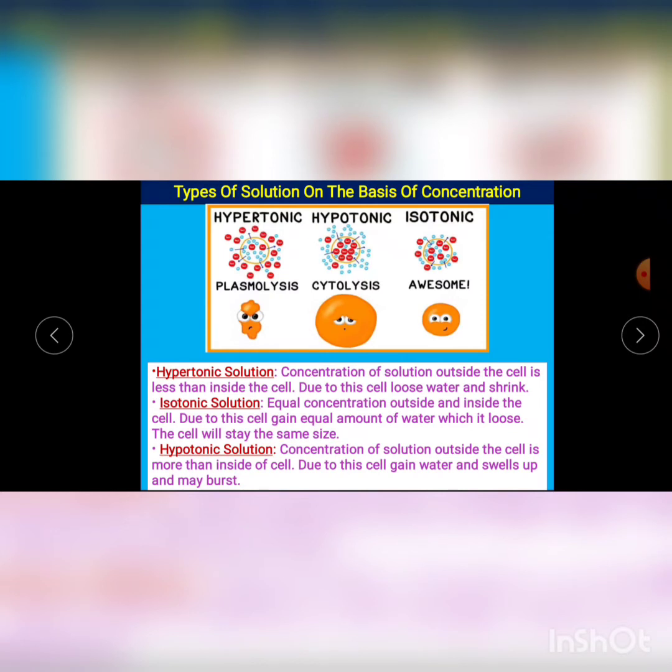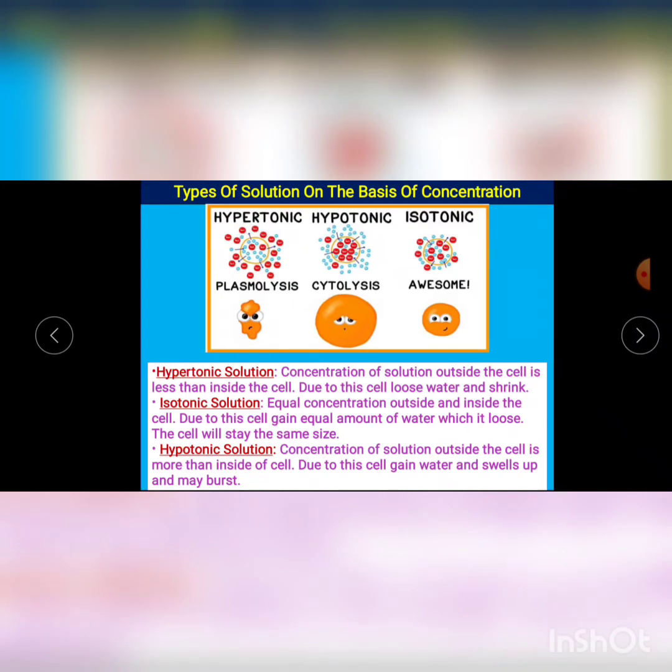First is hypertonic solution. Here the concentration of solution outside the cell is less than inside the cell. That means concentration of solution means the water particles and solute particles. So the water particles inside the cell will be more in comparison to outside, and the solute particles will be more outside, and inside we will have less solute. Like you can see this picture, here we have only two solute particles inside the cell, but we have many more solute particles outside. In such cases, what happens?